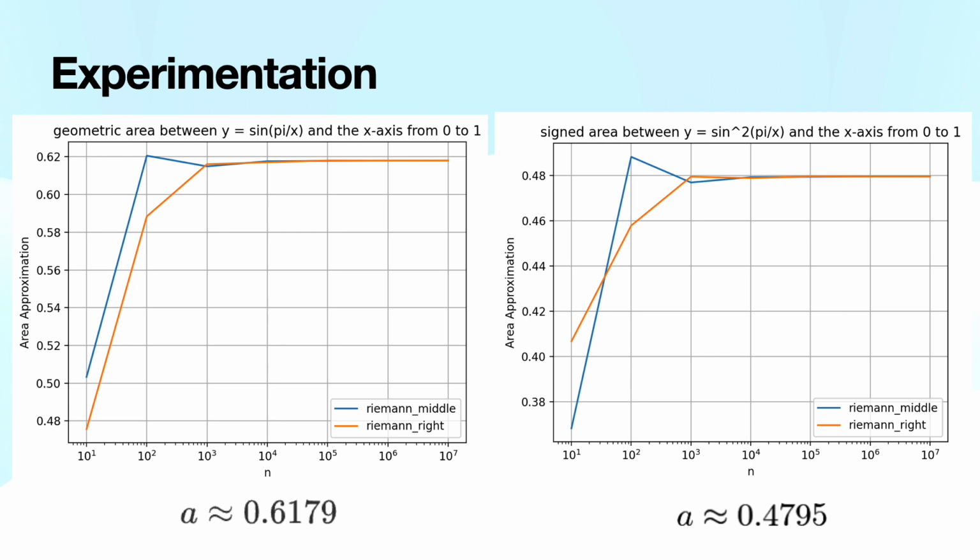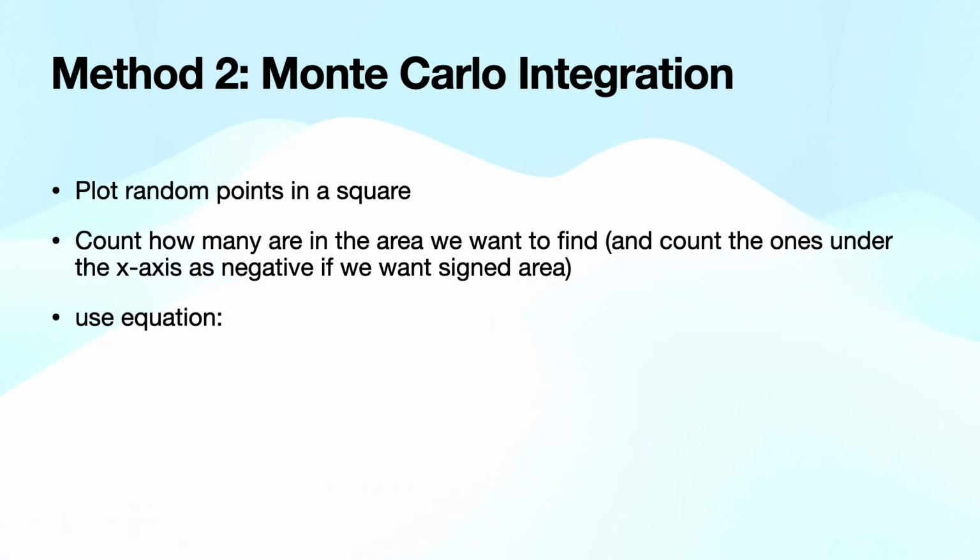The design challenge also asked about the geometric area, and to do that, we can just take the absolute value of all of the outputs of the function, which converges to around 0.6179. The last function that the design challenge talked about was sine squared of pi over x, of which the area converges to approximately 0.4795.